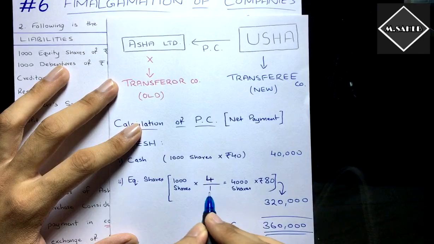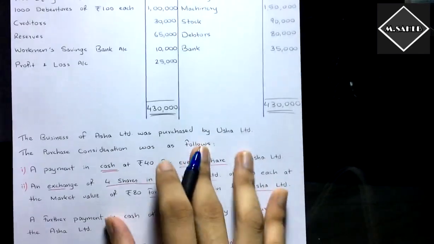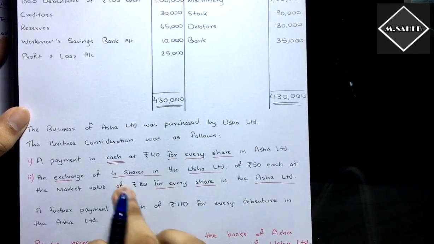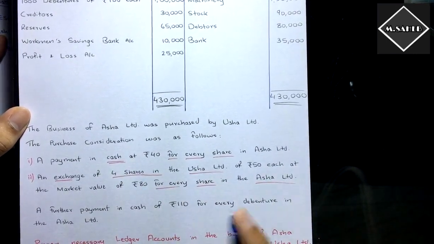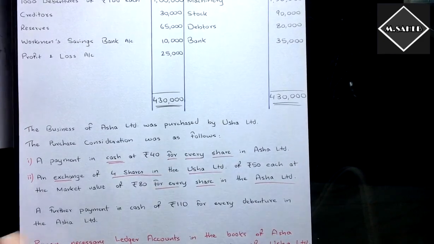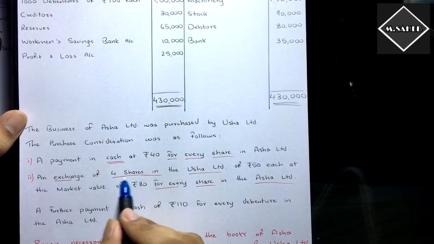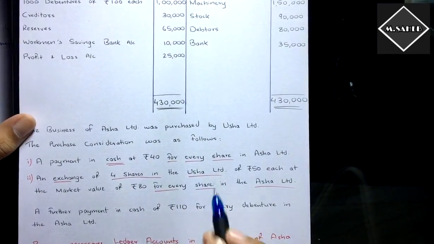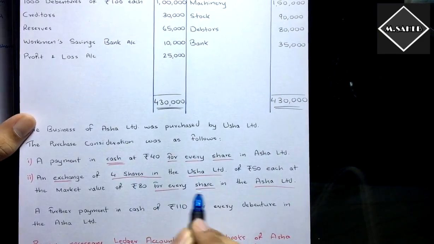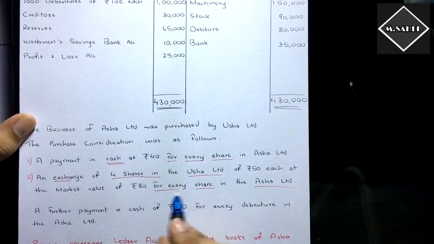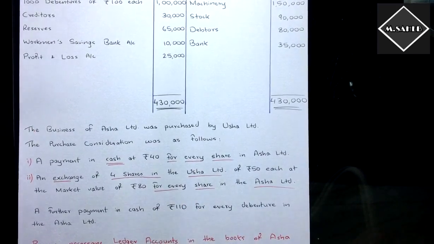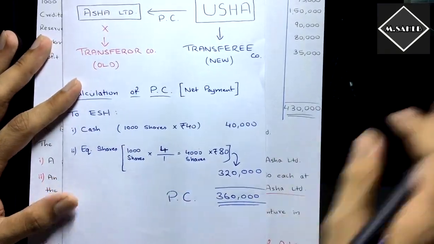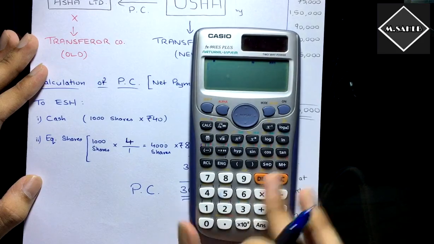How did I get this 4/1? It's very simple. We will give 4 shares for every share in Asha. 4 shares for every share in Asha, so 4/1. Go with the sentence: 4 shares of Usha will be given if you have 1 share in Asha. Simple as that. So 1000 shares into 4/1, let's put that into the calculator.